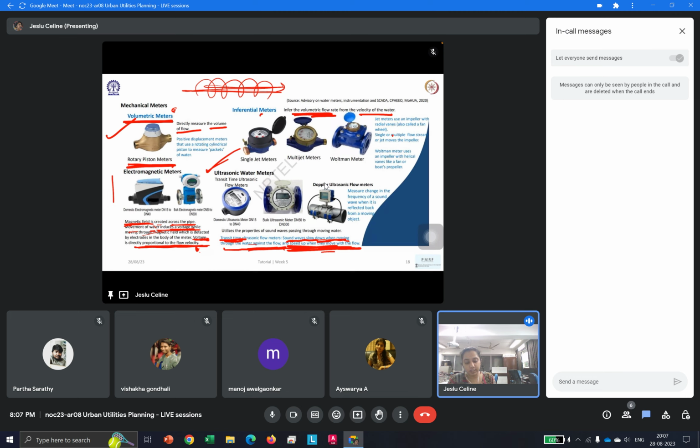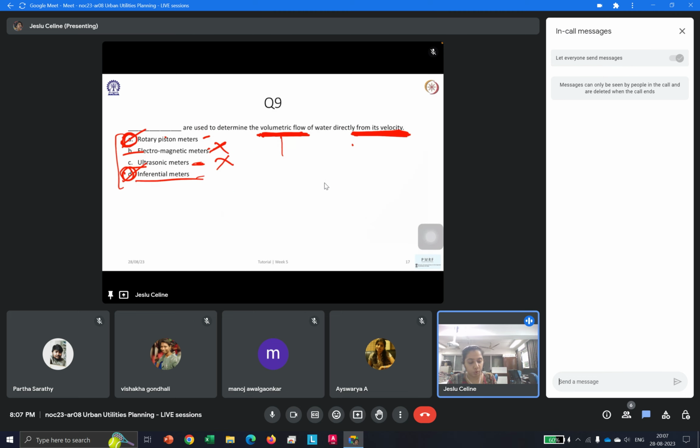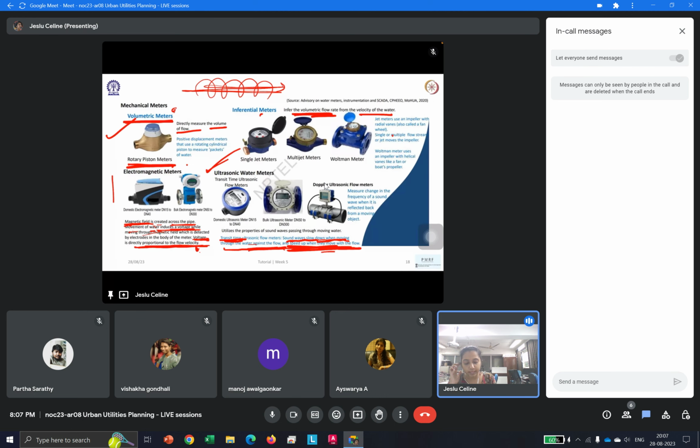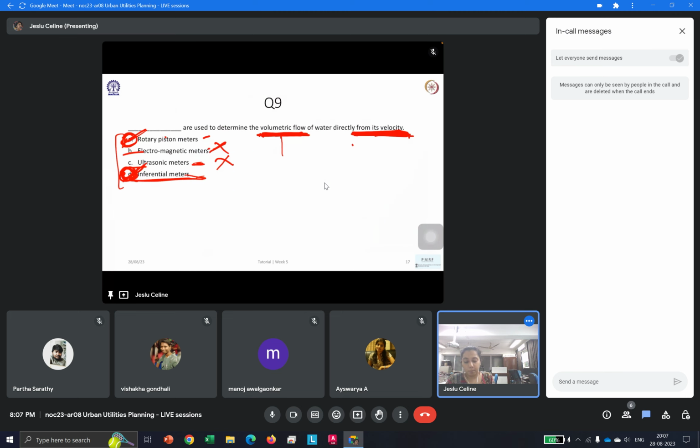So the answer for this is that, in order to determine the flow directly from the velocity, I think inferential meters is more appropriate. But rotary piston meters also measure the volumetric flow directly. So if the question is asked this way, you can mark both the answers. But if there's only one option correct, then inferential meters is the correct answer.